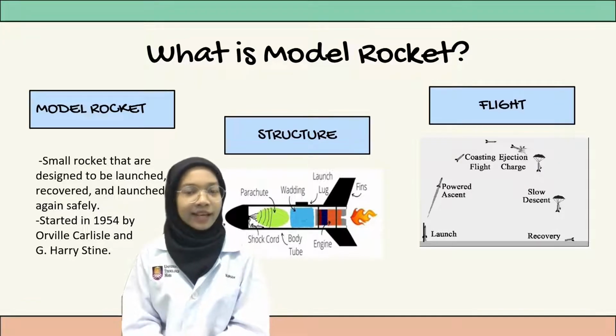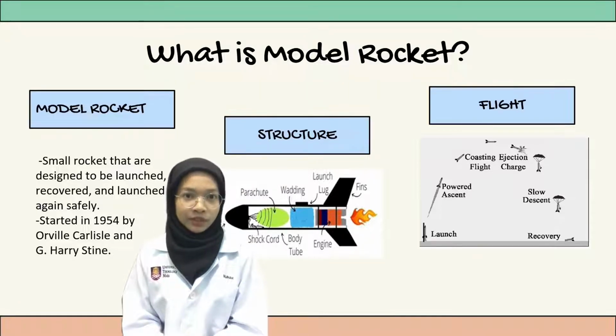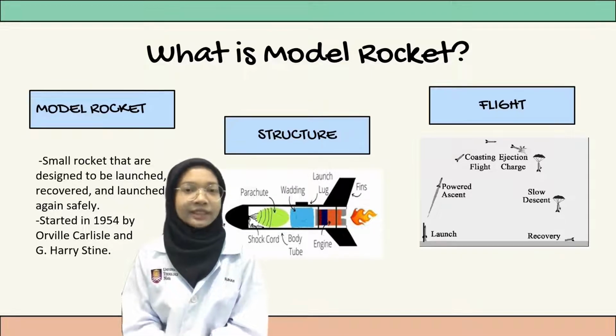They generally don't contain any metal parts and only use certified commercial rocket engines to propel them upwards. These model rockets are categorized into low power and mid power rockets based on what engine motor they use. The history of model rocketry started in 1954 by Orville and G. Harrison. It has become very popular after World War II until now.